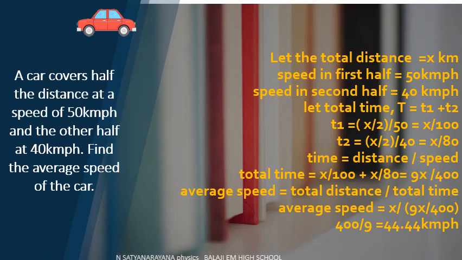The average speed formula you already learned in the previous classes, isn't it? Average speed is total distance by total time. The total distance is x and the total time taken is 9x by 400. The x gets cancelled, and what you will get is 44.44 kmph. Understand?